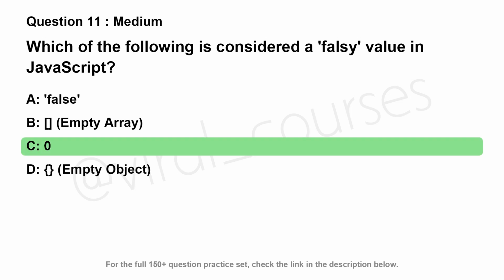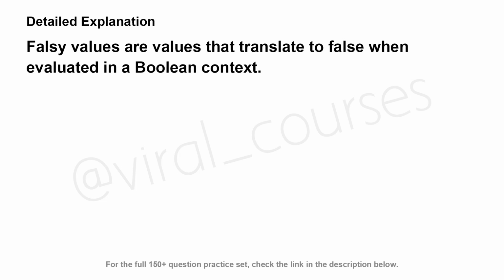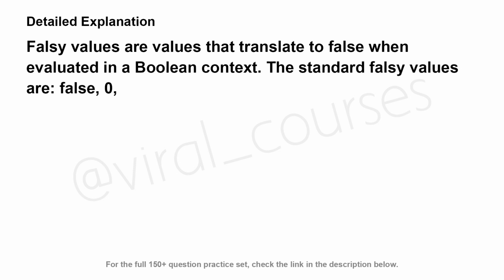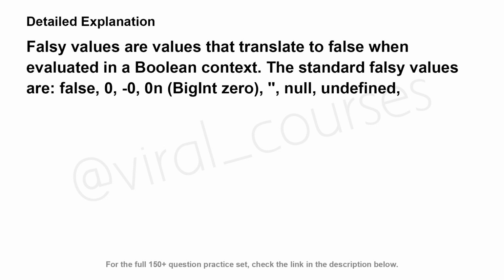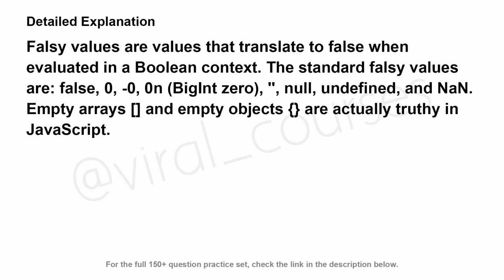The correct answer is C. Falsy values are values that translate to false when evaluated in a Boolean context. The standard falsy values are false, 0, -0, 0n, BigInt 0, empty string, null, undefined, and NaN. Empty arrays and empty objects are actually truthy in JavaScript.